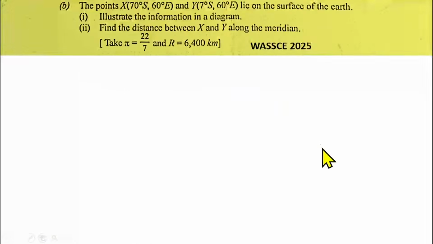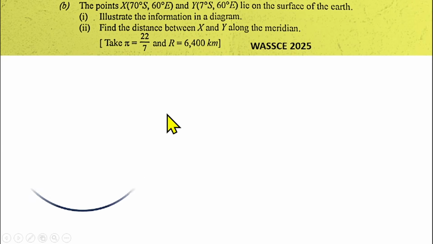All right, let's see the just concluded WAEC 2025. There was a question given to them on latitude and longitude, and the question is what you are seeing on the screen right now. You are told that the point X and the point Y lie on the Earth's surface. You have to illustrate the information in the diagram, then find the distance between X and Y along the meridian. So this is a WAEC past question for WASSCE 2025. They just concluded the WASSCE 2025.